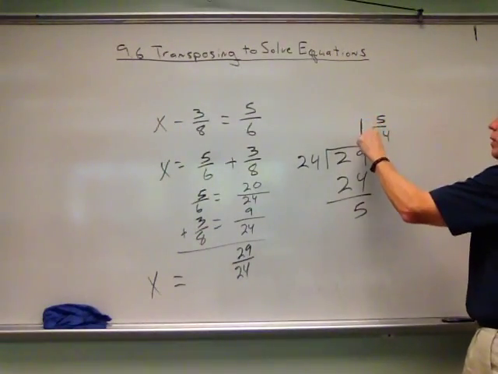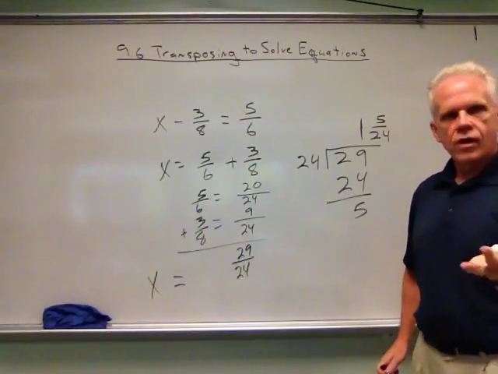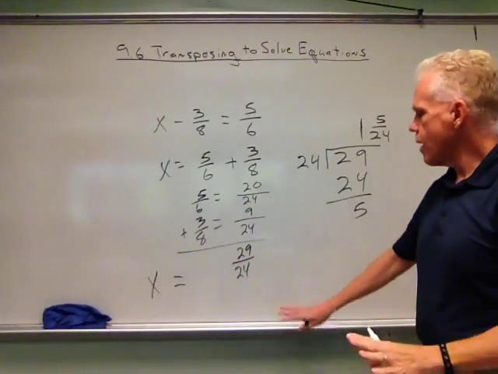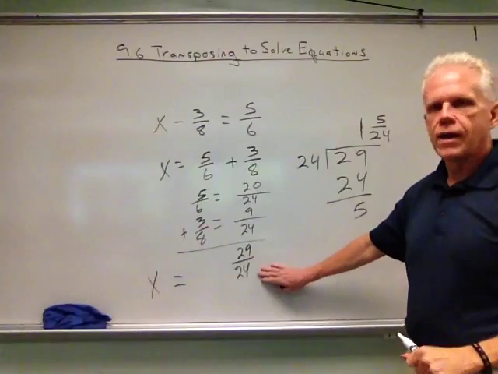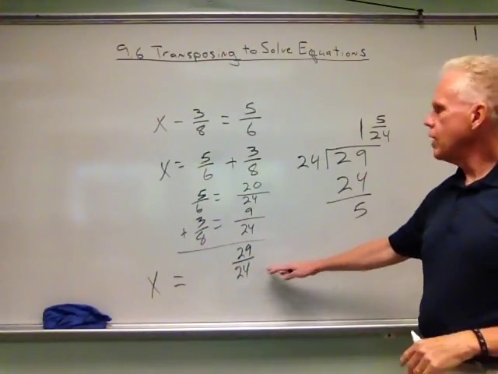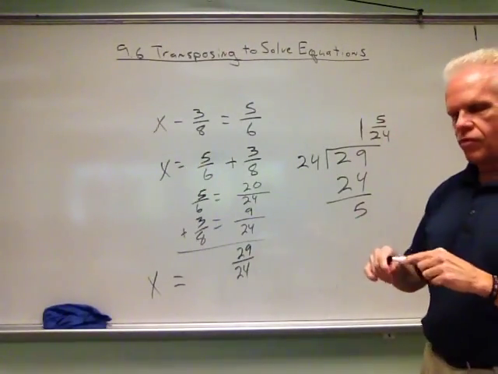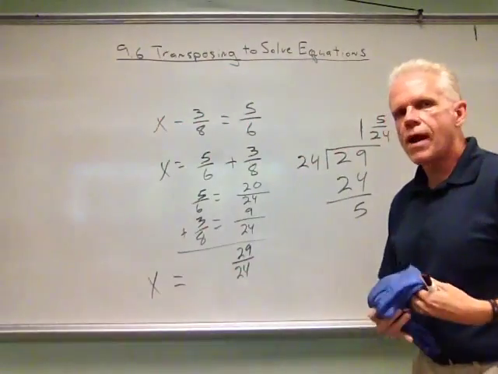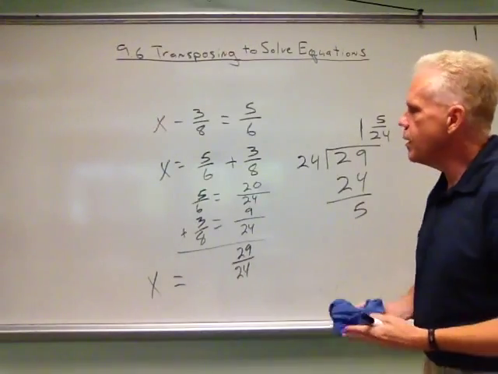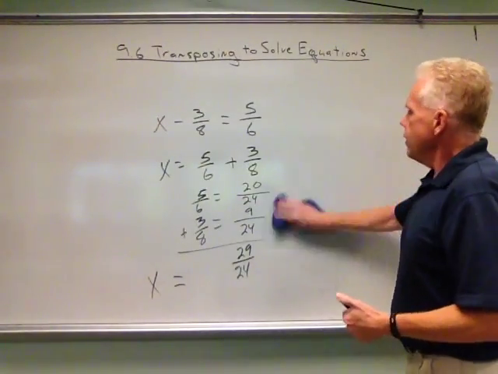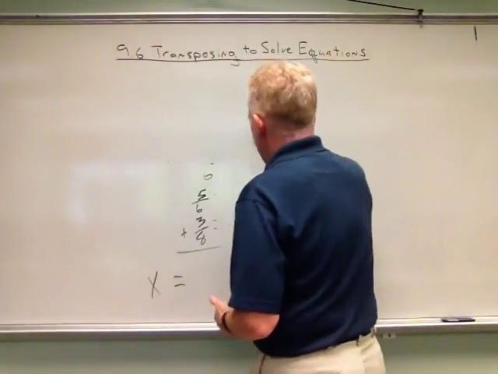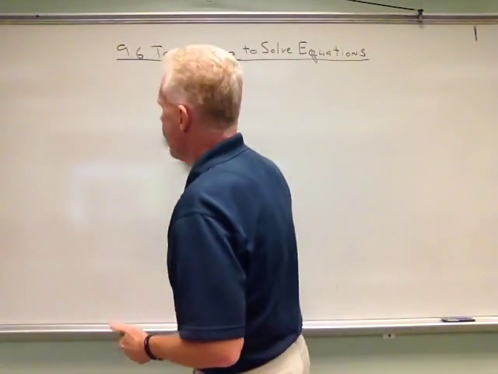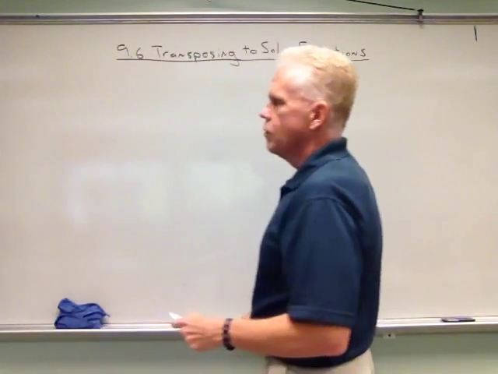Okay, so your answer, if it's just a simplified fraction, even though it's improper, 29 over 24, fine answer. If they ask for a mixed number, then 1 and 5/24 is a really good answer. So just remembering how you work with fractions, you can transpose with just about anything. Now let's carry this transposing up a notch. Let's crank it up a notch and do a little more transposing.